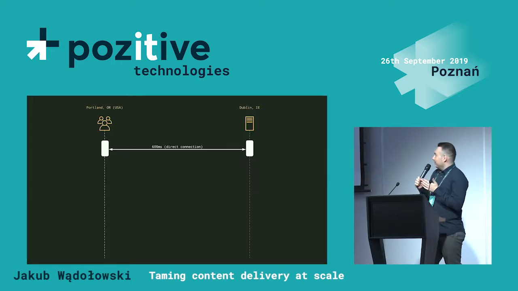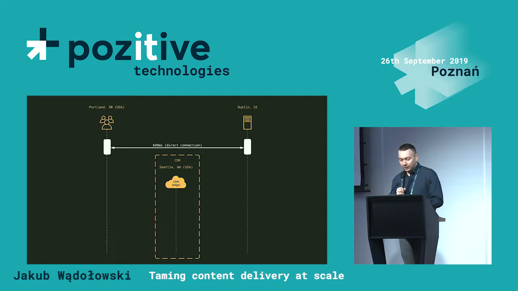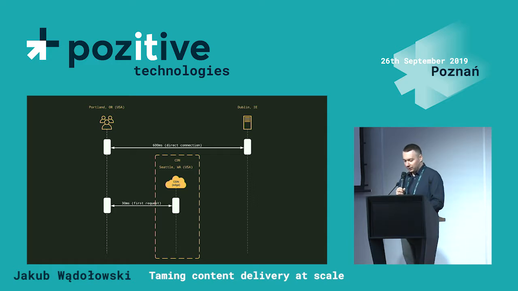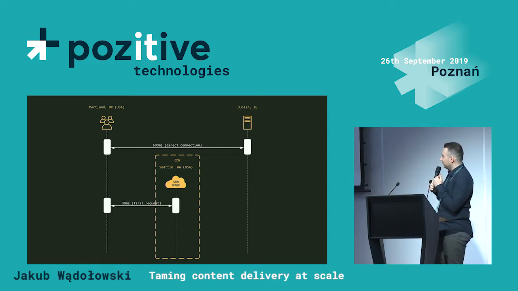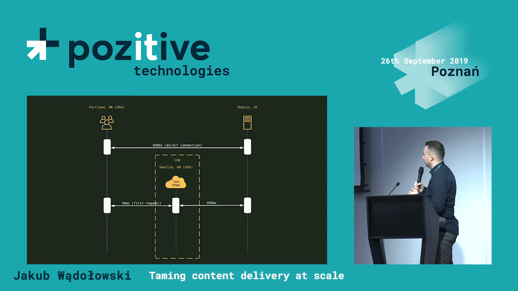So we have yet another example here. Let's say that our user is in Portland, which is West Coast US, and we have a Dublin data center, which most likely is AWS, and the round trip time between them is like 600 milliseconds, which is significant. If we put a CDN in the middle, in this particular case, there will be an edge server in Seattle, which is a couple hundred kilometers north of Portland. So the first connection will go from Portland to Seattle, and that's going to be fast, so 30 milliseconds. The connection from Seattle to Dublin will be like 400 milliseconds.